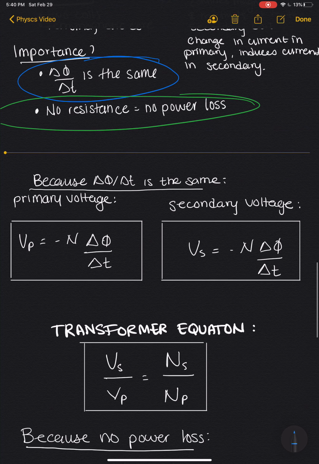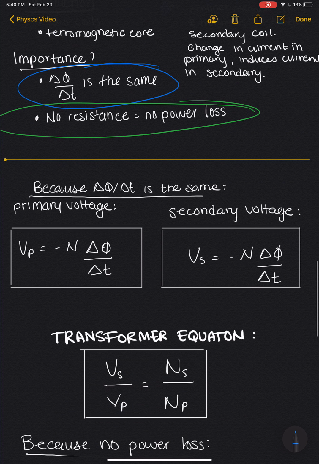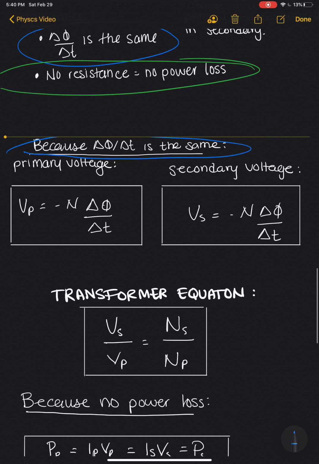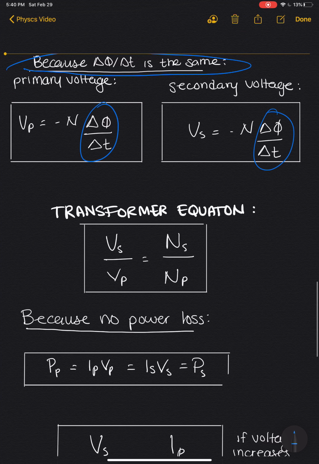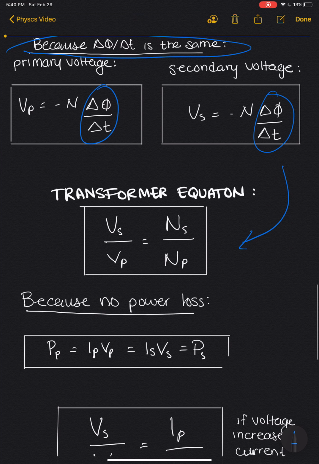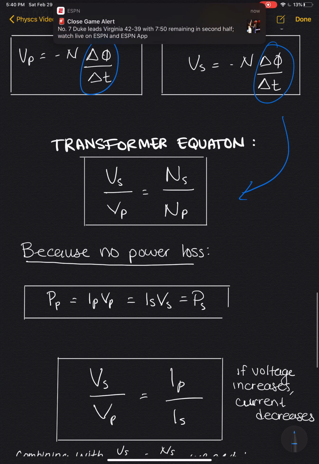The first is because the change in magnetic flux over the change in time is the same, we know that the change in magnetic flux here over the change in time is the same as the change in magnetic flux there over the change in time. And then we can create this equation here. Okay, don't worry too much about this stuff. I'm going through it pretty quick. You'll understand more when we go and solve some problems.